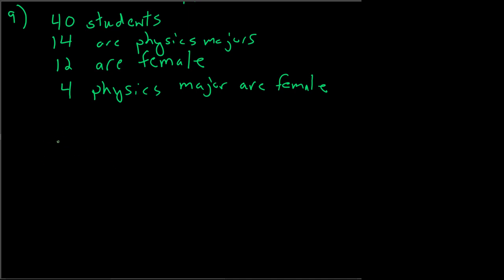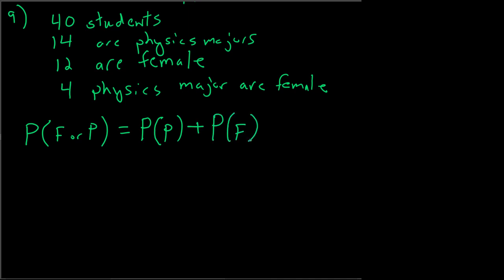And with "or" we start adding probabilities. And so what we want is our probability of selecting a female or a physics major is equal to the probability of the student being a physics major plus the probability of the student being female.